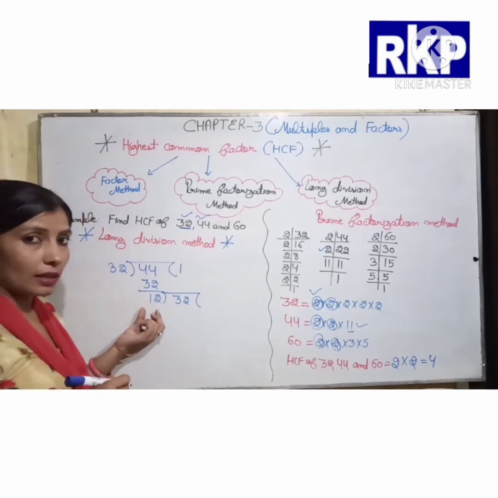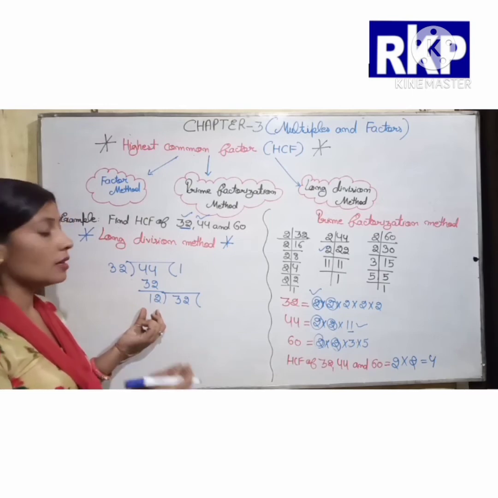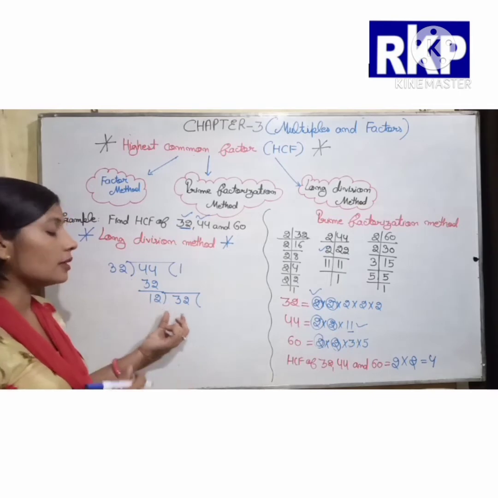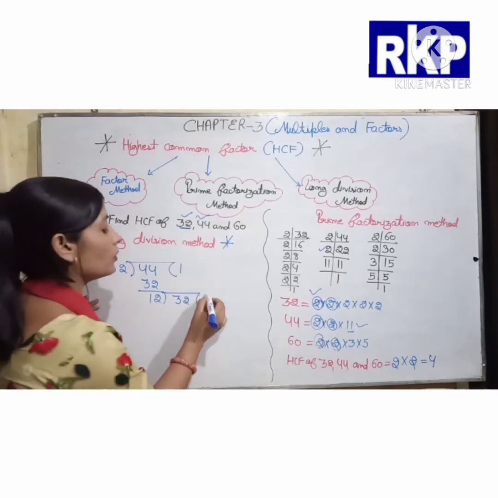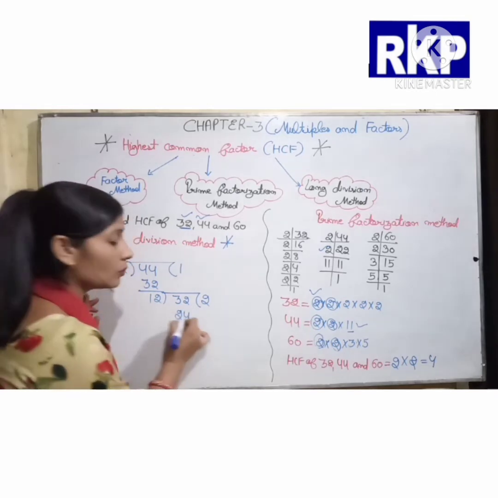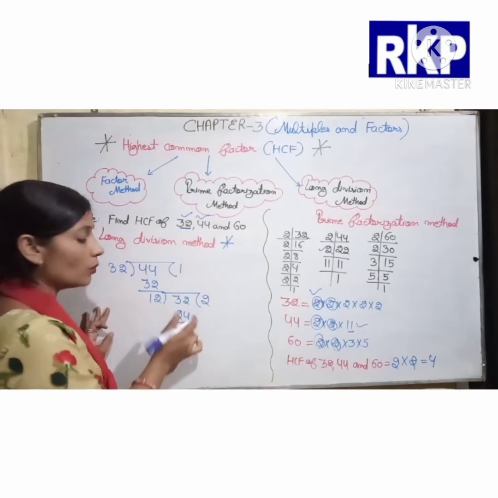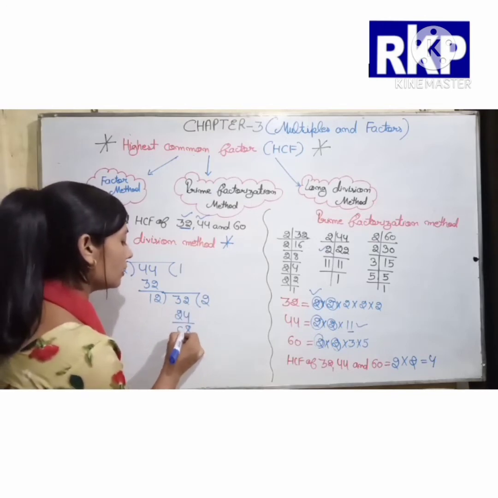12 1 jar 12, 12 2 jar 24, 12 3 jar 36. 36 is greater than 32. So here we have to write 2. 12 2 jar 24. Now we have to subtract 24 from 32, and here we will get 8.